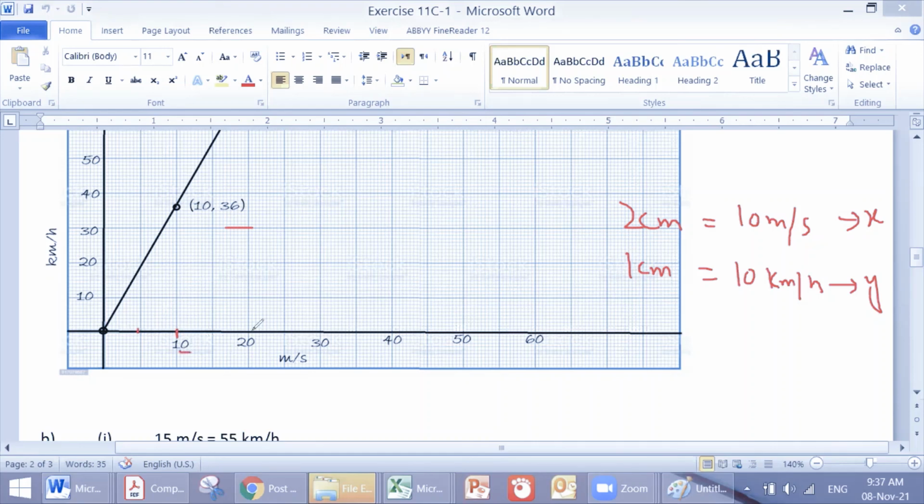Then again, I will leave two boxes. This is 20 meters per second. Again, I will leave two boxes. After two boxes, my value is increasing by 10. And on the y-axis, 1 centimeter is equal to 10 kilometers per hour. So this is 1 centimeter. This is 2 centimeters. That is equal to 20 kilometers per hour. I am increasing the value by 10.